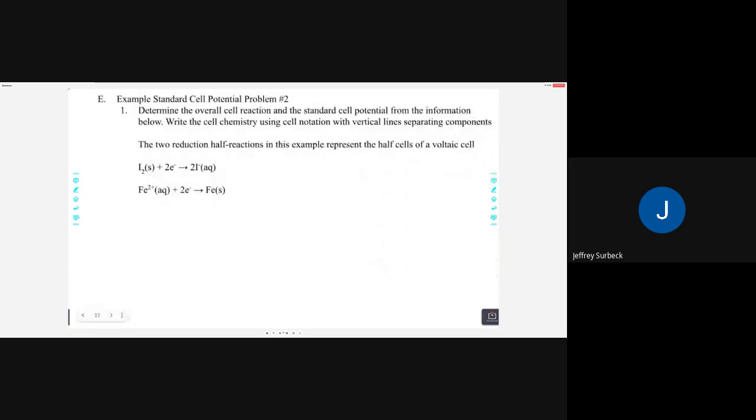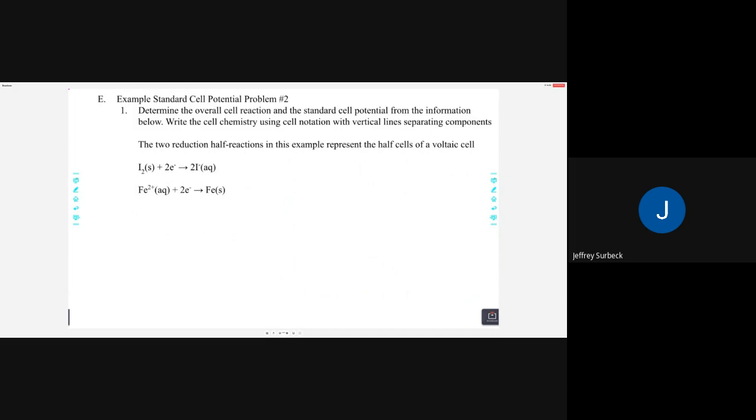Let's go ahead and get started with our second reaction, our second example problem. So yesterday we started off and we said, all right, hey, here's an equation. Tell me what the standard cell potential is. Now, I give you two equations. Both of these things are written right now as a reduction reaction. For a chemical cell to happen, they both can't be reduction. One has to be oxidation, one has to be reduction.